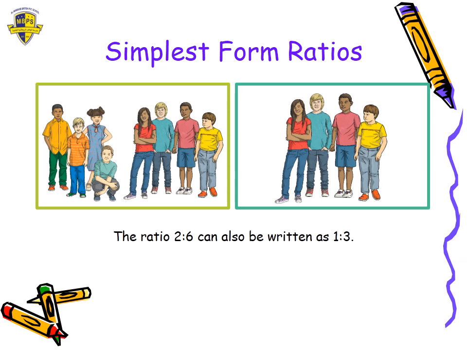So for example, 1 to 3, there is 1 girl to 3 boys. And if I say 2 to 6, this is the same, because if you divide it into 2 groups, in each group we have 1 to 3. So this is the same, or this is equivalent. So equivalent means equal. We can say that 1 to 3 is the simplest form of 2 to 6. So what do we mean by the simplest form?